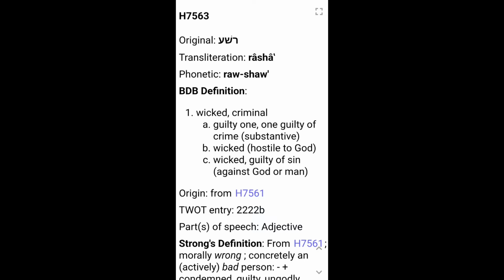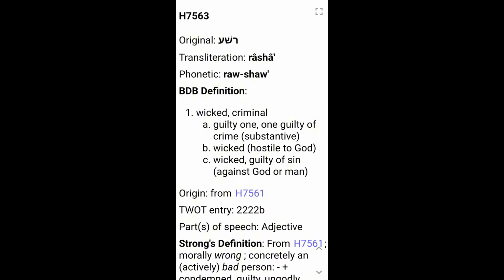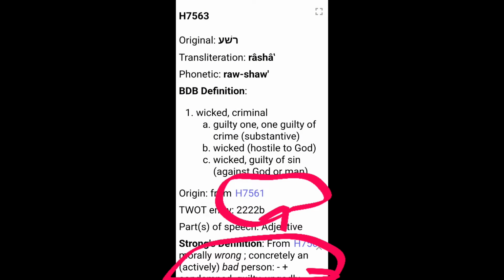And we see that our word for wicked is the word resh, sheen, ayin, rasha, and it means wicked or criminal, guilty, a guilty one, wicked again, hostile to God, wicked, guilty of sin against God or man. And it comes from the word H7561. And it has the meaning to be morally wrong or a bad person.